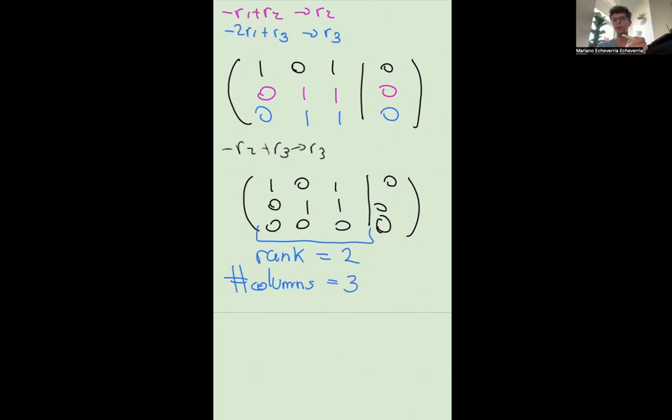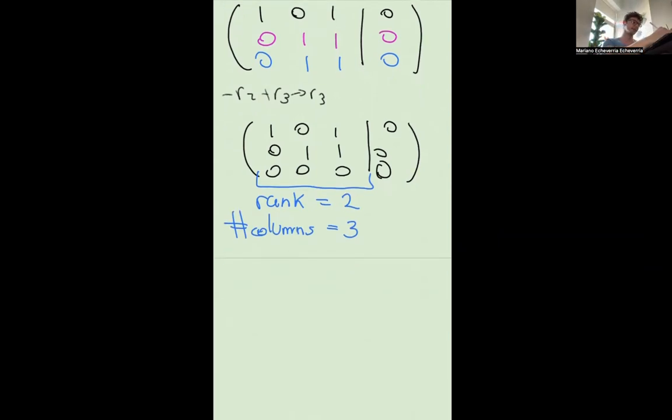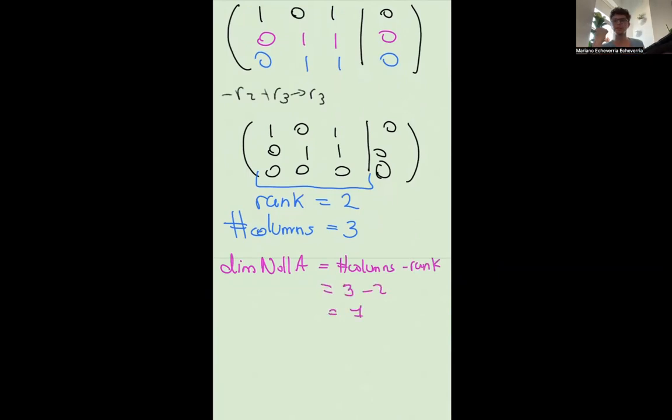What I wrote before, the rank nullity theorem, says that you should get 3 minus 2 vectors in the basis. So the dimension of the null space is the number of columns minus rank, which is 3 minus 2. What that means is that we should expect one vector. The basis will consist of only one vector.